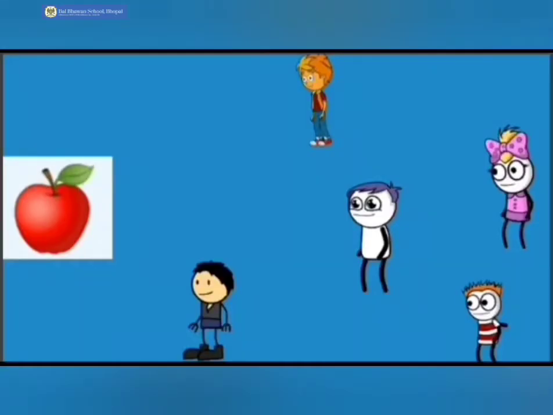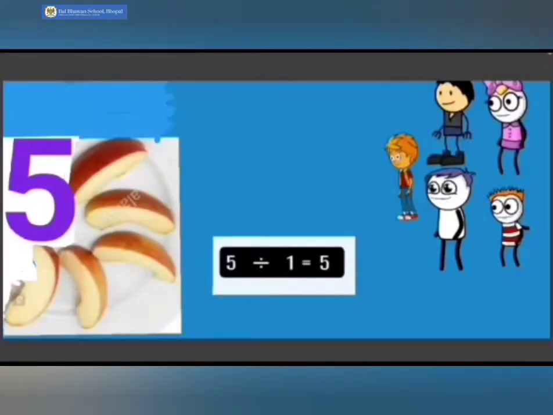For example, I have 1 apple which should be divided between these friends. Let us see how many friends are there. 1, 2, 3, 4 and 5. But only 1 apple is there. So let us divide this apple between these 5 friends and see how many slices each one gets.